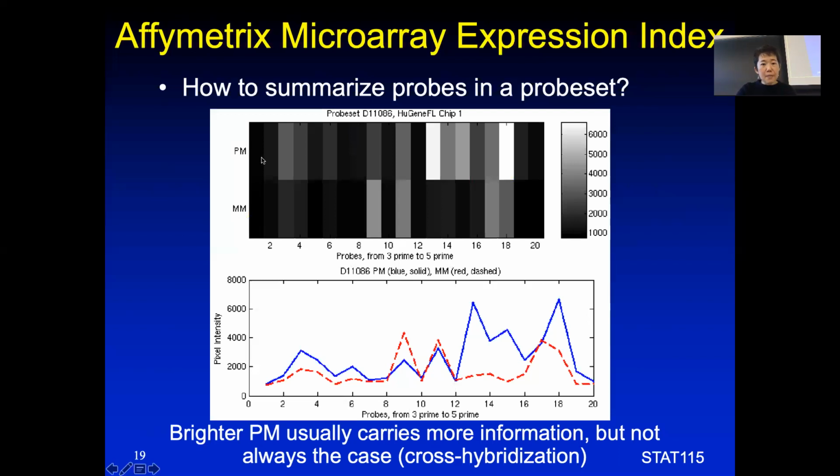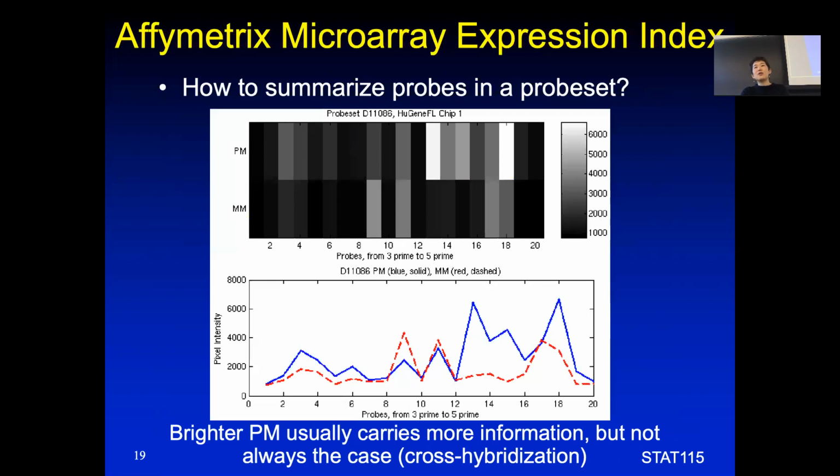So most of the time, if you look at the perfect match probes, this is just one sample, different probes, and the blue is the perfect match probe, red is the mismatch probe. Remember, originally, we were hoping that the mismatch probe measures background noise, so it should have signal lower than the perfect match probe. But you can see sometimes there might be some other junk hybridizing to this location, which makes the signal even higher. So it's kind of tricky.